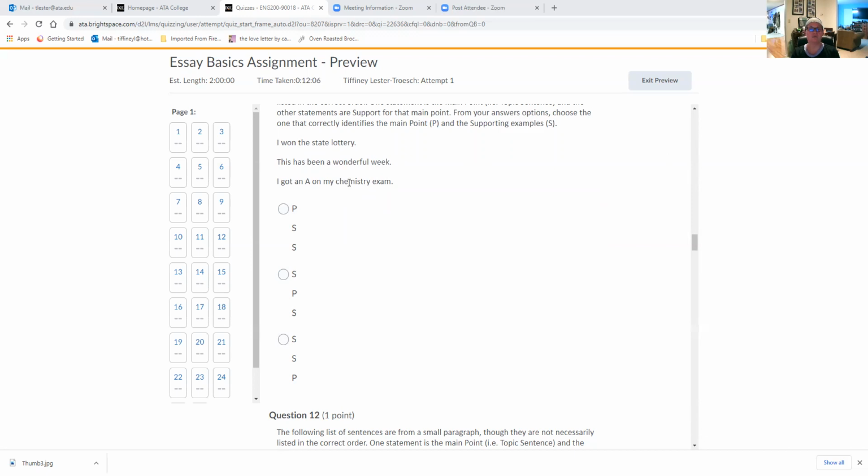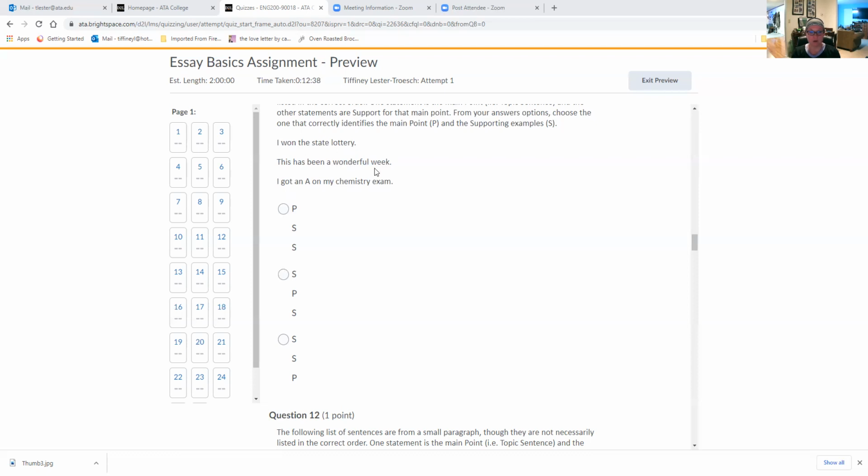So you've got to think about first, what are all these talking about? Which sentence seems to encapsulate the main point of all 3 of them? Because then the others are just the supporting examples for that main point. Once you have that figured out, find the option that has them labeled correctly in the correct order. You're not changing the order. You're just identifying this first sentence. Is it support or point? Right?